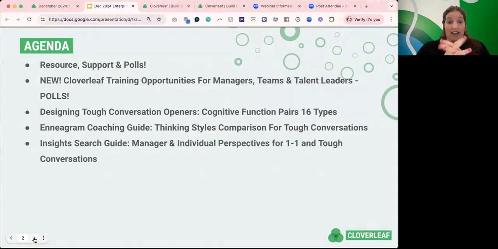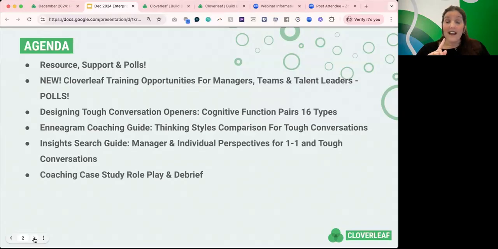Then I'm going to give you an insight search guide from both a manager and an individual contributor perspective for one-on-one tough conversations. That looks like this: if you're a manager preparing for a tough conversation, or an individual contributor preparing for a one-on-one or tough conversation, I'm going to share some specific scenarios of ways you can use insight search to prepare for those conversations.